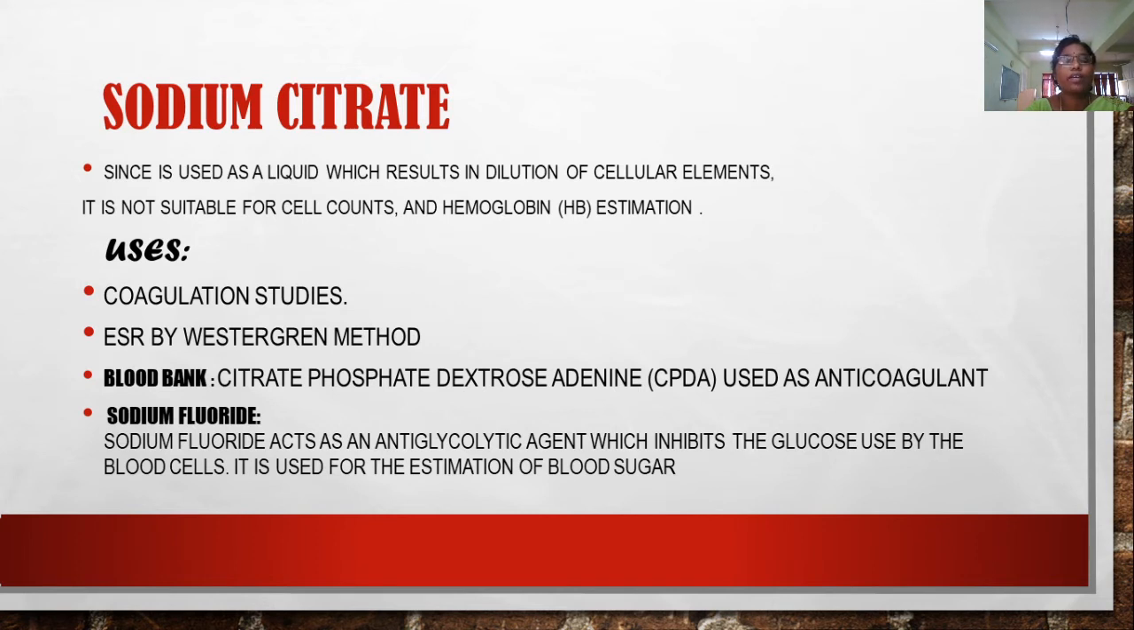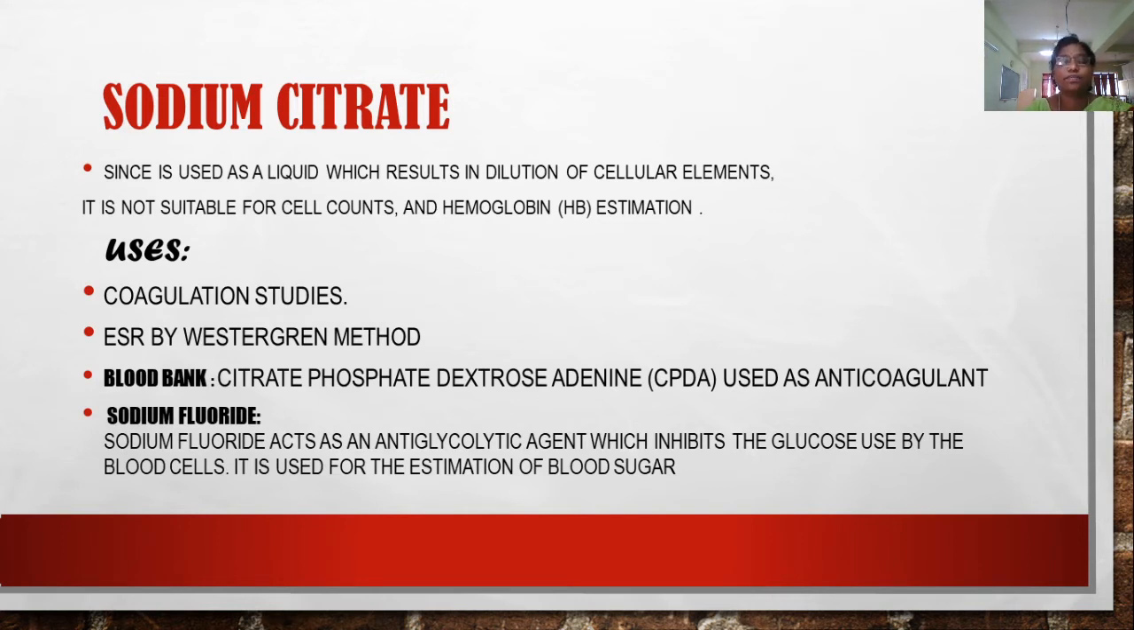Uses: coagulation studies, erythrocyte sedimentation rate by Westergren method, then blood bank. Citrate phosphate dextrose adenine, that is CPDA, is used as an anticoagulant in blood banks. Then sodium fluoride. Okay, what is sodium citrate?